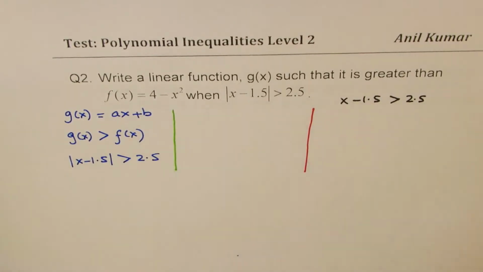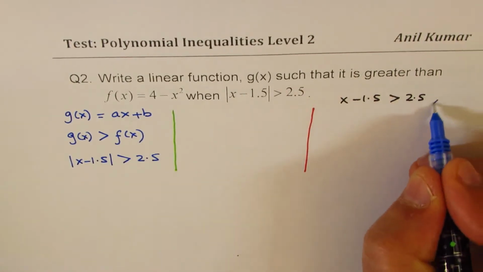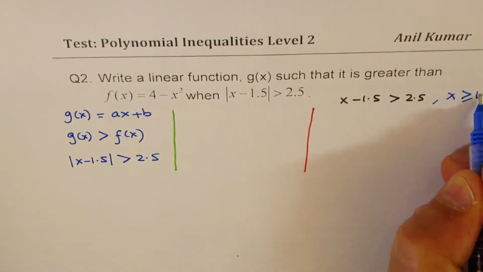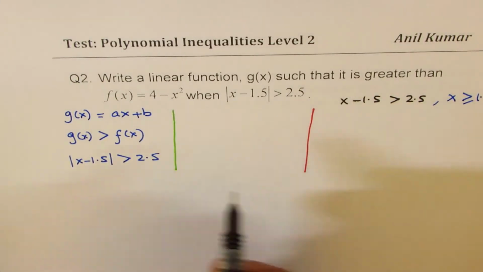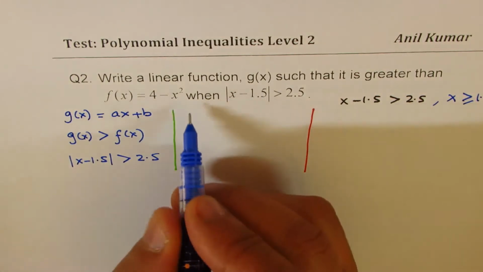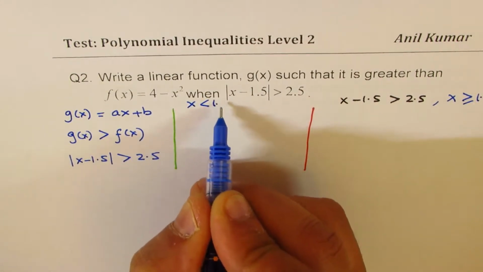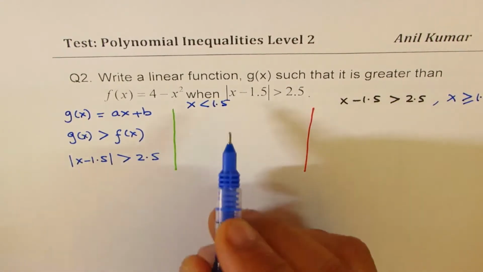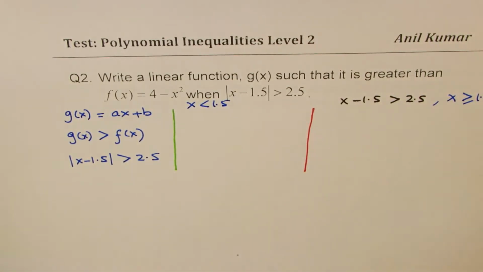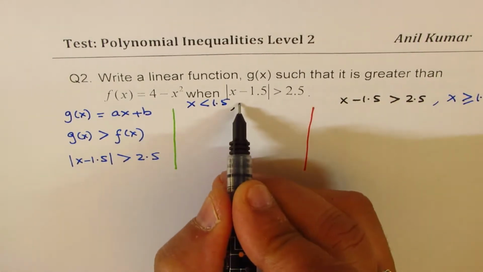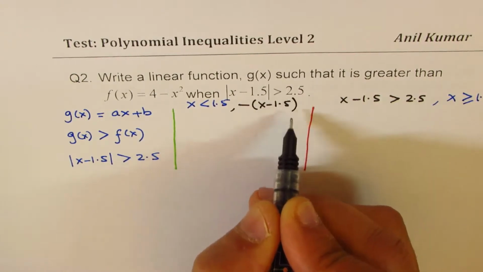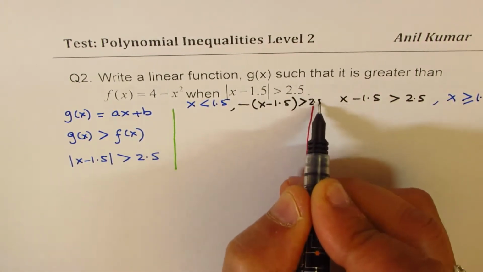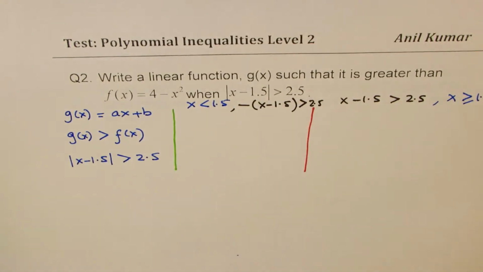That applies if x is greater than or equal to 1.5, when this portion is positive, okay? However, this also means that when x is less than 1.5, it becomes negative. So we have to take the negative of this. So the absolute function can be written as minus of x minus 1.5, right? So that is greater than 2.5. Do you see that? Minus of that. So these are the two inequalities you have to separately solve.